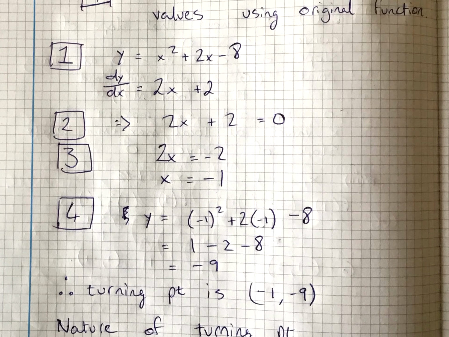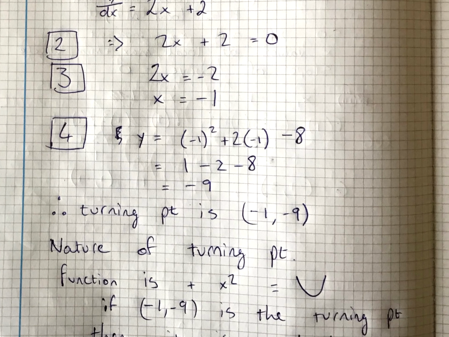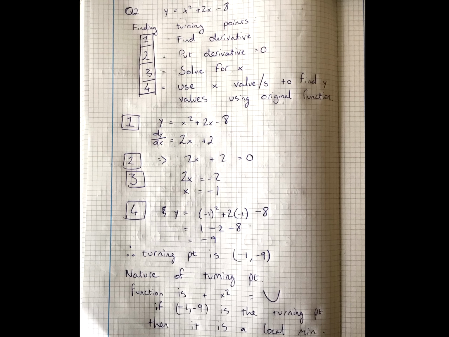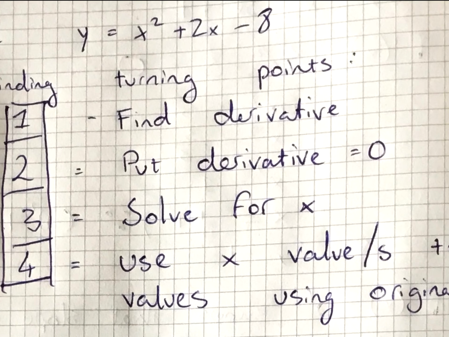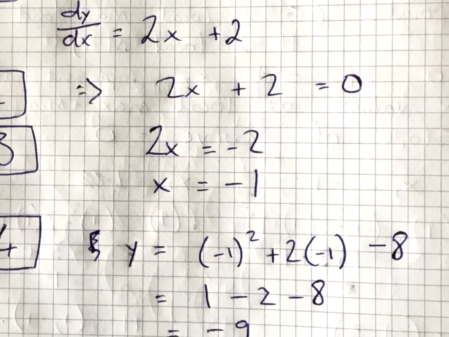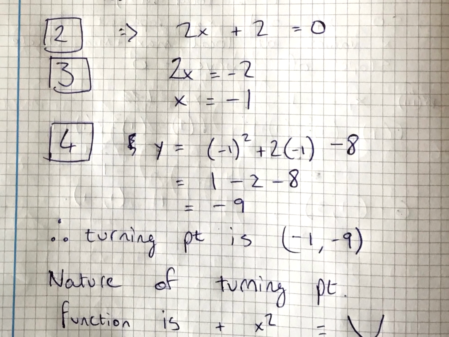So I've got my function, y is equal to x squared plus 2x minus 8. I get my derivative, nice and simple, 2x plus 2. I put that equal to 0, and then I solve for x. So that's step 1, step 2, step 3 done, nice and quickly, okay? Then step 4, I use my x value. You can see I've got x is equal to -1, and I substitute that in for my x value. I put that into my original function. So that's the original function, and I'm popping it in there. And I solve, and I get my turning point is -1, -9.